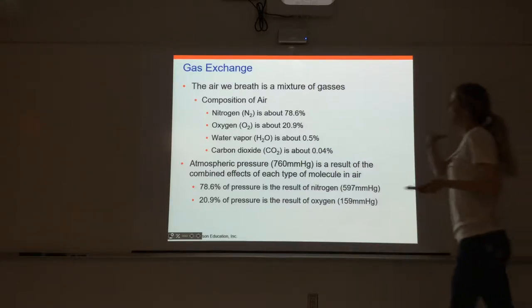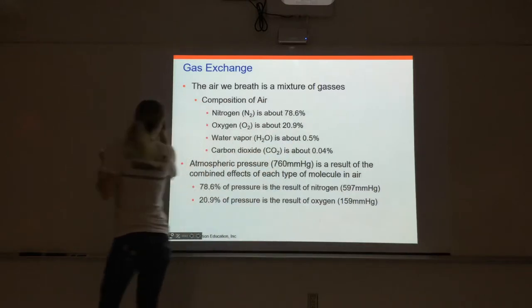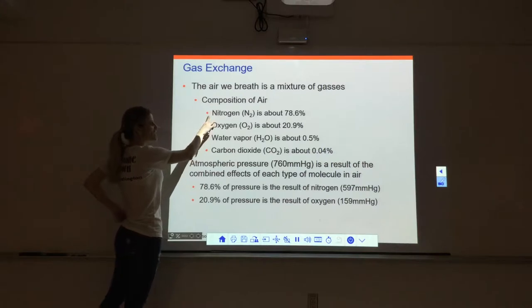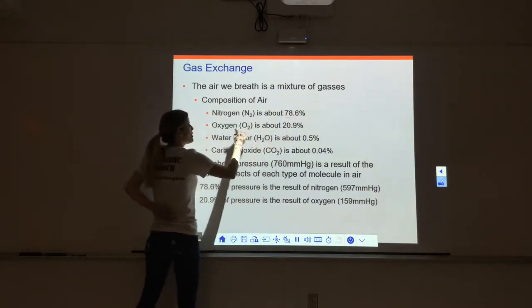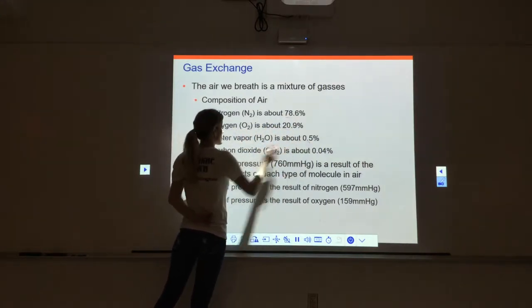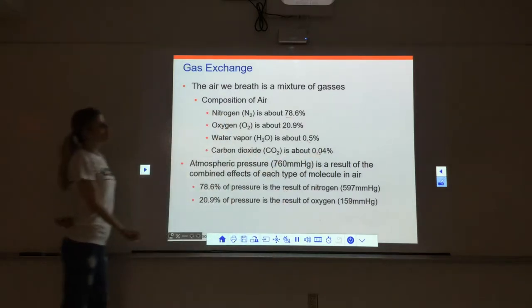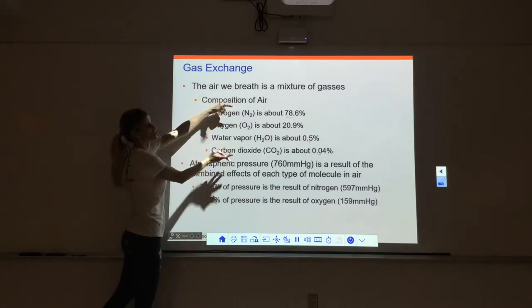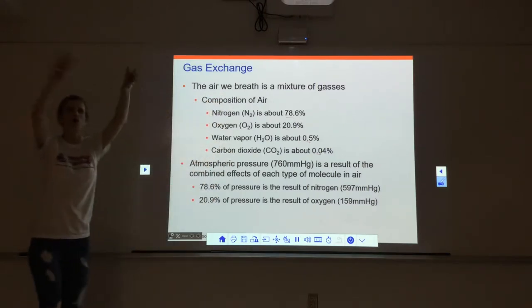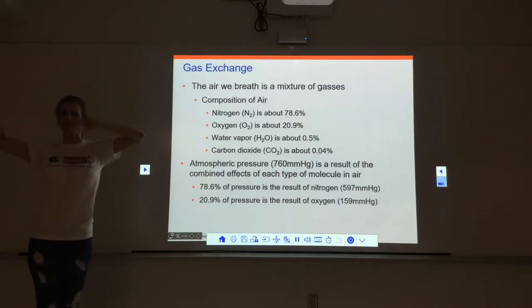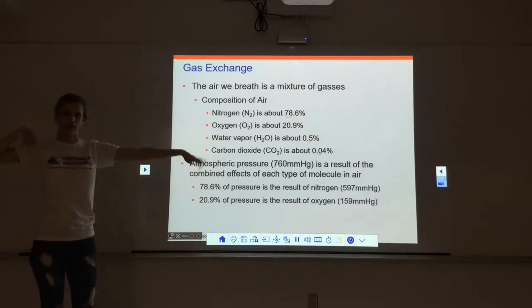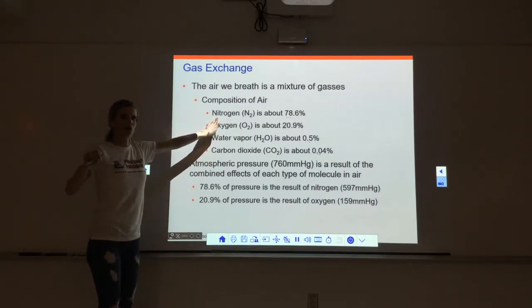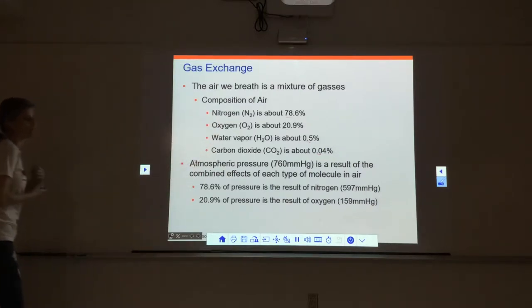So let's talk through this. Again, the atmosphere, the air we breathe, is a mixture of gases. Okay, it's mostly nitrogen. But we have nitrogen, oxygen, a little bit of water vapor, and then a little bit of carbon dioxide. Okay, mostly nitrogen and oxygen. This is the composition of the air, how much of the air is each gas. So if we looked at all, this is a gas, so I've got a bunch of atoms, and they're bouncing around like crazy all around us. If I looked at all of these atoms, the majority of them are going to be nitrogen. Okay? Again, about a fifth of them are going to be oxygen.